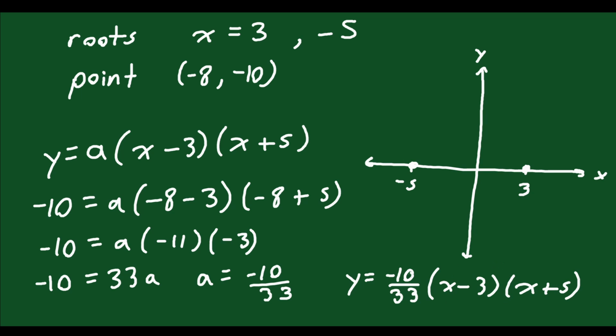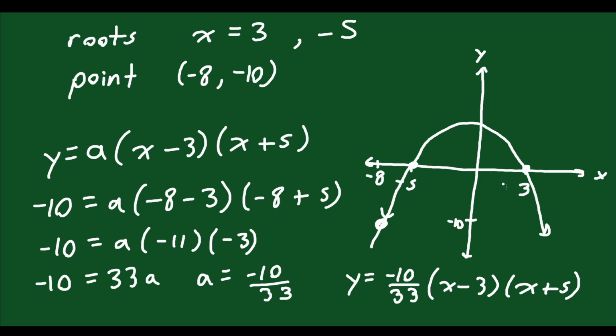Now what does this tell us? It tells us that the a value is negative, meaning that the graph opens down. So the general shape, you could draw something like this. And this makes sense that it opens down because again that point was (-8, -10). -8 is way over here on the left, -10 is down here. So you couldn't have a graph opening up like this because that point would be up here, right? But it's at -10, so it must be down here somewhere. So this answer does make sense for us.